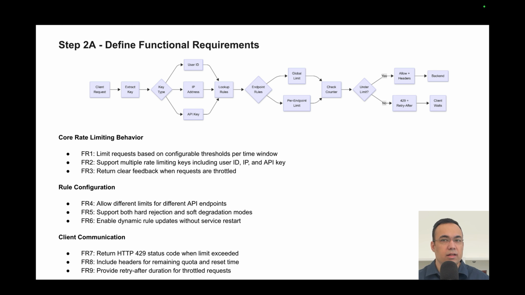The third category is client communication. FR7 states that we should return HTTP 429 status code when the limit is exceeded. This is the standard status code for rate limiting. FR8 states that we should include headers for remaining quota and reset time. Clients need this information to implement proper backoff. FR9 states that we should provide a retry after duration for throttled requests. This tells clients exactly when they can retry.